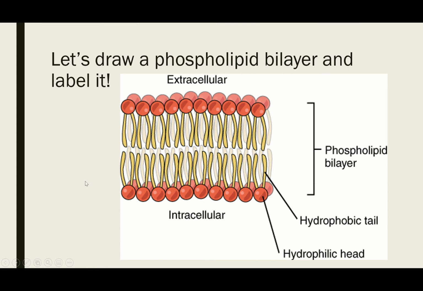This is the best arrangement for your cells. If they were just one layer, like if it was just this top layer, then these tails would all touch water, and they hate that, and that would make your cell membranes fall apart, which is very dangerous. We don't need our cell membranes to fall apart, because then our cells fall apart. Make sure you have this picture down and labeled. Don't forget labeling. It's really important. There will be pictures of your cell membranes later on.